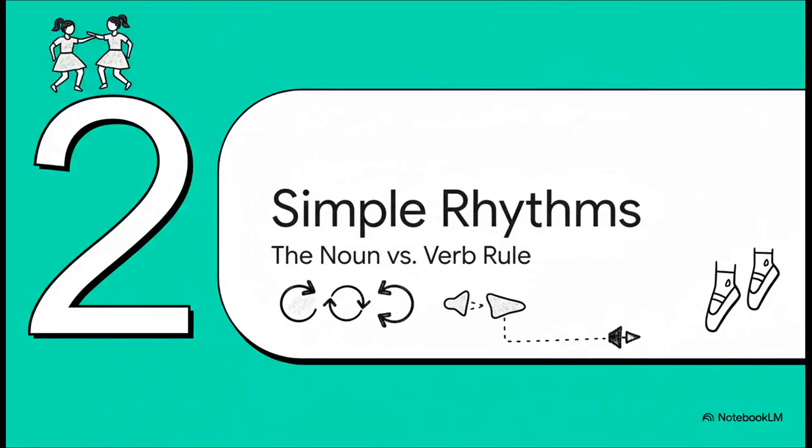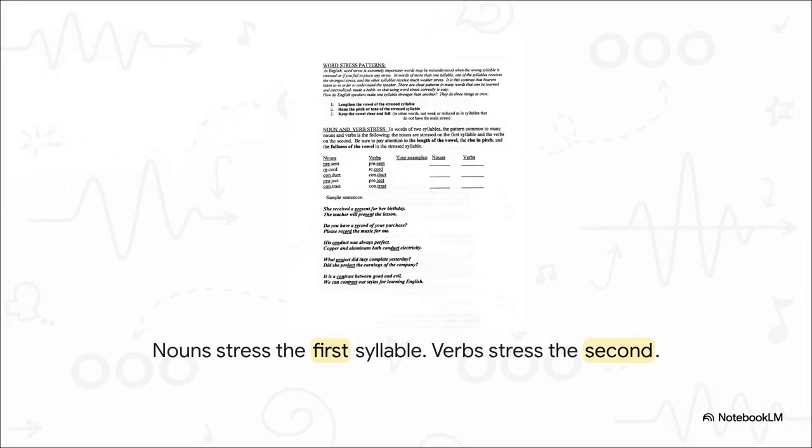All right, let's get into some simple rhythms. We'll start with one of the most common patterns in English. You can kind of think of it like a simple two-step dance. And here's the move. For a ton of two-syllable words, the rhythm actually tells you if you're hearing a noun or a verb. It's amazing. So if it's a noun, you stress that first syllable: a present, a record. But if it's a verb, watch this. The stress shifts to the second syllable: to present, to record. It's a simple shift, but once you hear it, I promise, you're going to start noticing it everywhere.